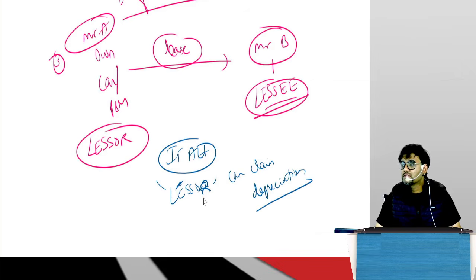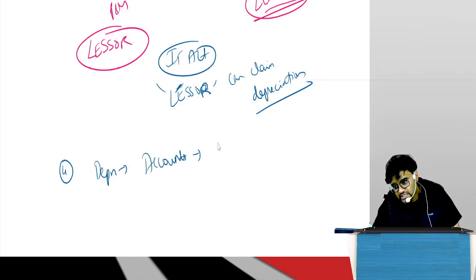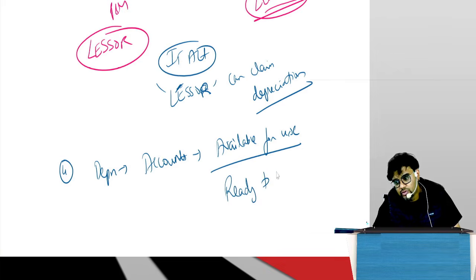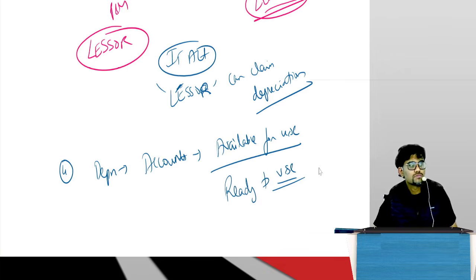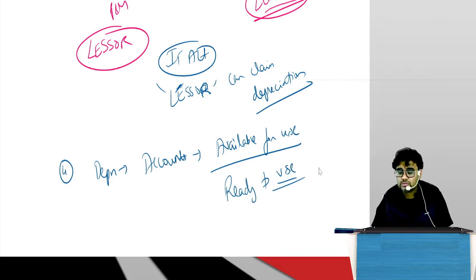100% yes, because depreciation is also given for the passage of time. As time passes, the asset will deteriorate, so you will have to provide for depreciation. So the point I am trying to tell is that depreciation as per accounts is always, as you rightly said, available for use, also called ready to use.